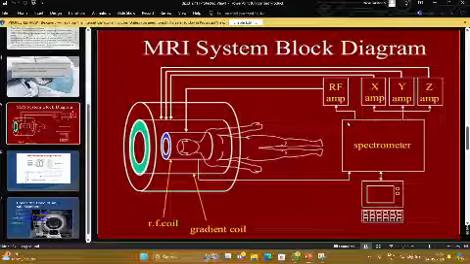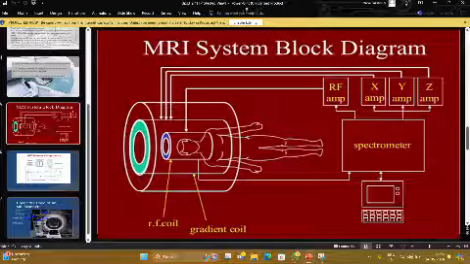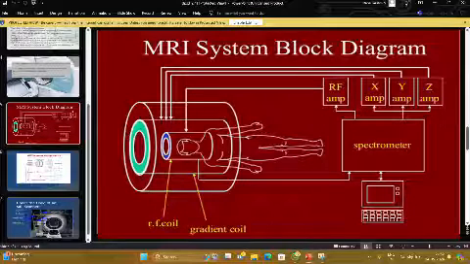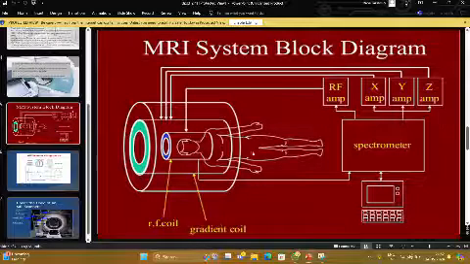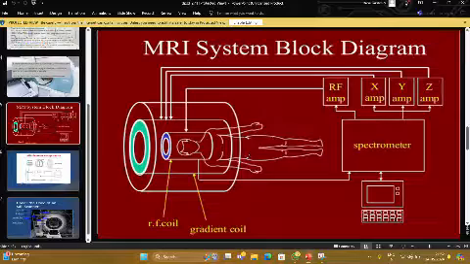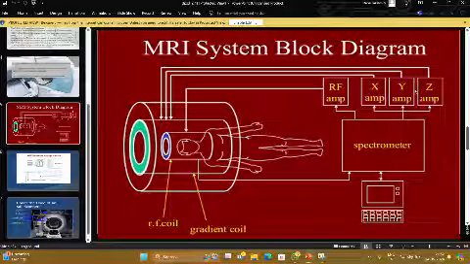Then gradient coils are loops of wires or thin conductive sheets on a cylindrical shell lying just inside the bore of an MRI scanner. So this is the big bore of an MRI scanner. The gradient coils lie inside this big bore. So this is all about the main block diagram of the MRI system.